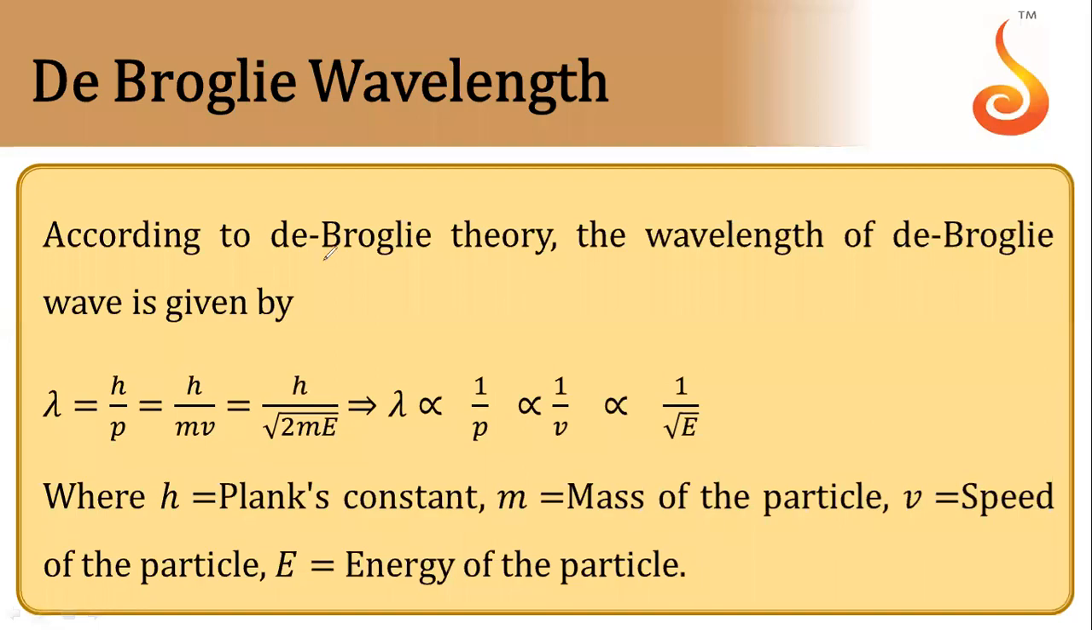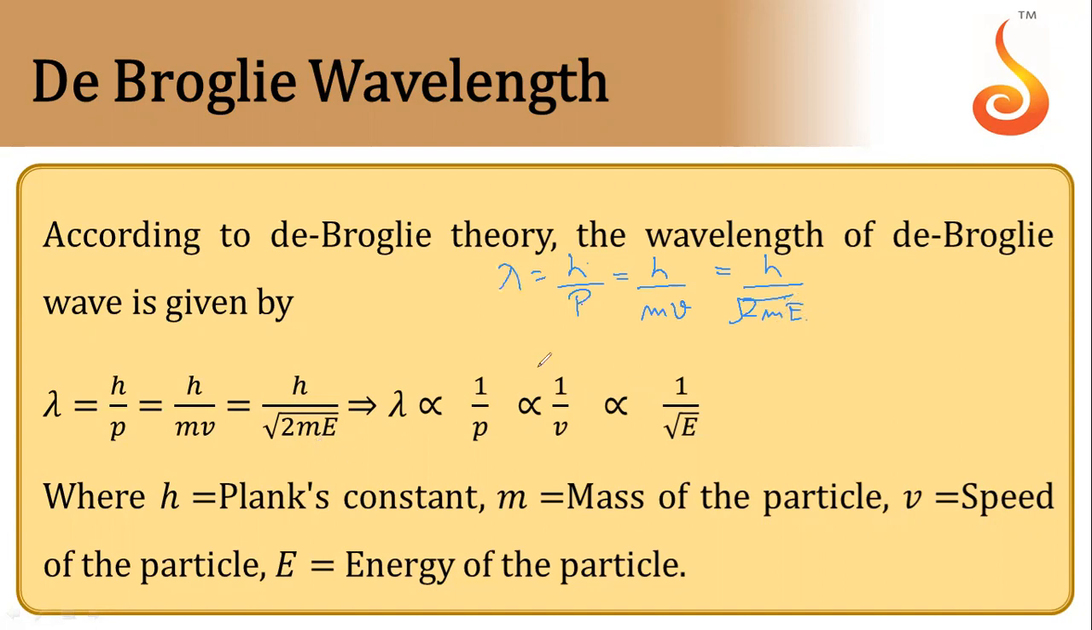Okay. So this topic is de Broglie wavelength, and we'll be solving the numericals based on de Broglie wavelength. So first we need to remember a few theories, a few formulas of de Broglie. According to de Broglie theory, the wavelength of de Broglie wave is given by this equation: lambda is equal to h by p, where p is momentum, h is Planck's constant, and momentum can also be written as mass into velocity, and momentum can also be written as root of 2mE, where E is the energy of the particle or kinetic energy of the particle, m is the mass.